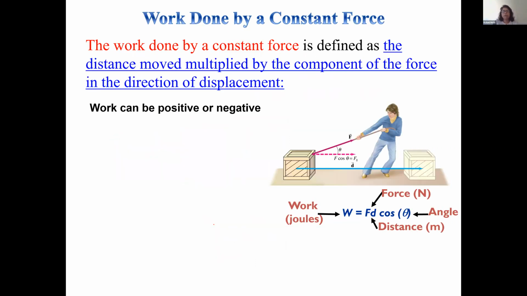So for work done in your class, we're going to use a constant force. But in real life, the force is not always constant.